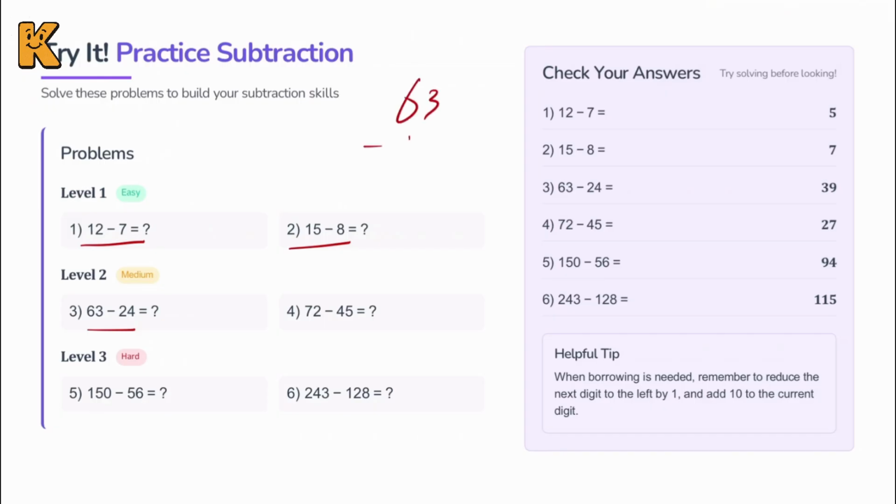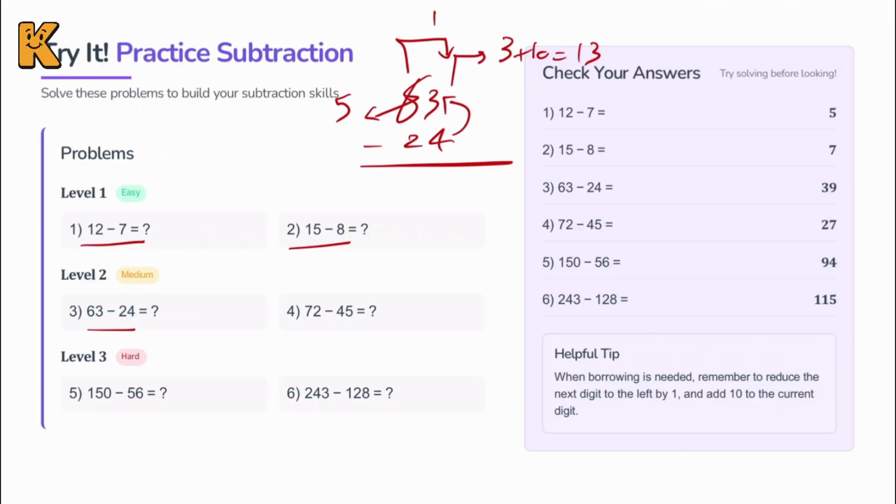63 subtracted by 24 means that 3 subtracted by 4, I cannot do that, so I have to borrow a number from number 6. 6 is equal to 5 plus 1. So my 6 is going to be converted to 5, and this 1 is going to be borrowed by number 3. At this point, my number 3 is going to be 3 plus 10, which equals 13. 4 is going to be subtracted from 13, so I have a 9, and 2 is going to be subtracted from 5, so I have a 3, and I have 39.